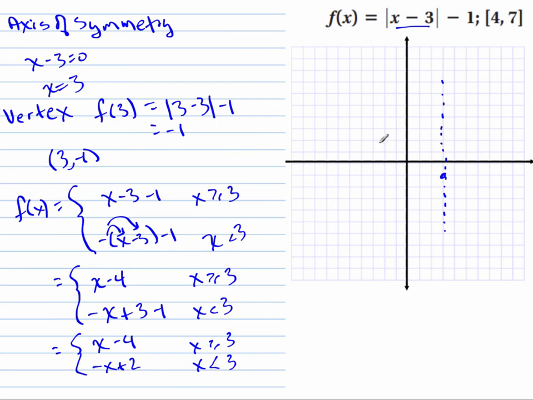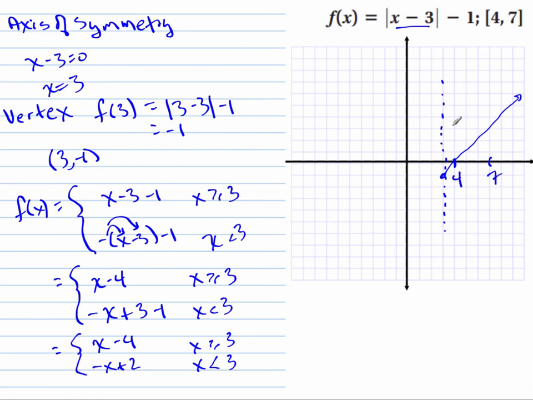So this is what the function graphs to. I'm only interested in graphing from 4 to 7. 1, 1, 2, 3, 4. 7 will be on this part of the curve right here. Apologize there. So 1, 2, 3. So this is 4, 5, 6, 7. Here's 7.